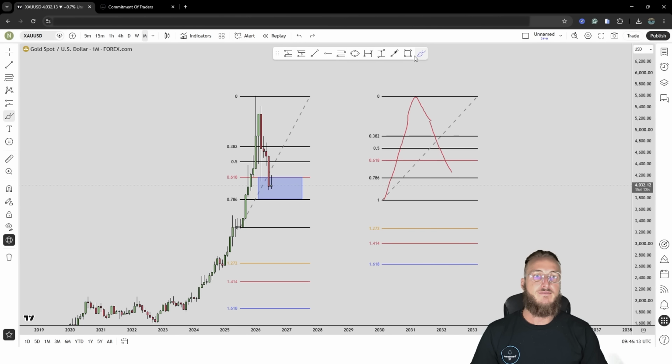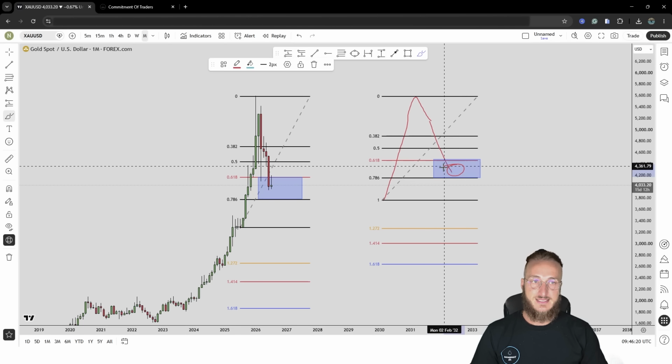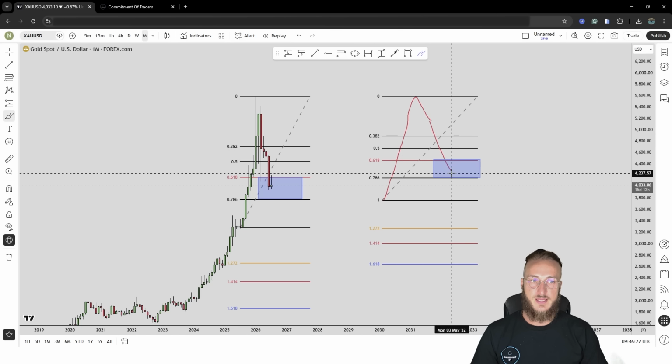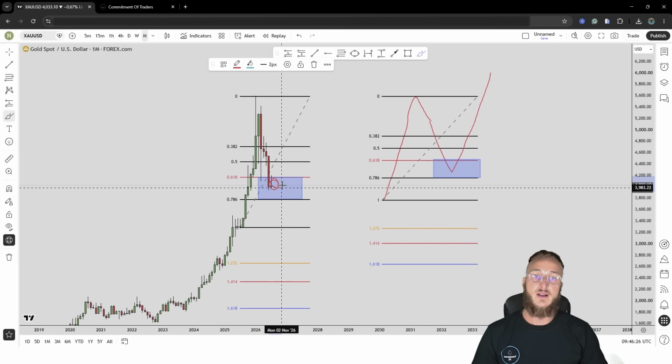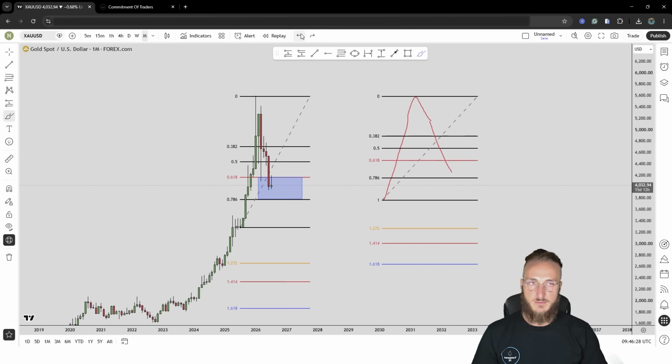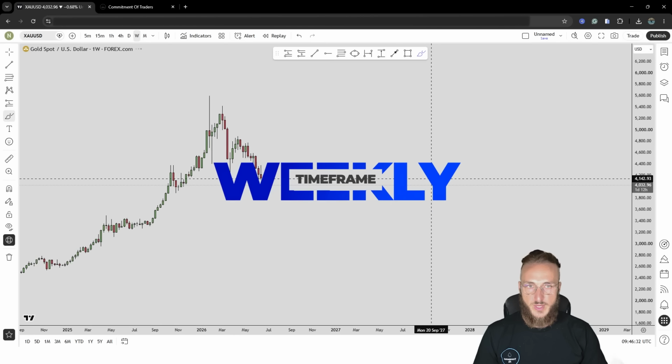So essentially, if buyers want to protect the uptrend, so protect the continuation to the upside, this is the last level at which they can actually step in to push the continuation to the upside. So right now we are inside of that level, and that is important to keep in mind. So let's keep it in mind and drop down on the weekly time frame.